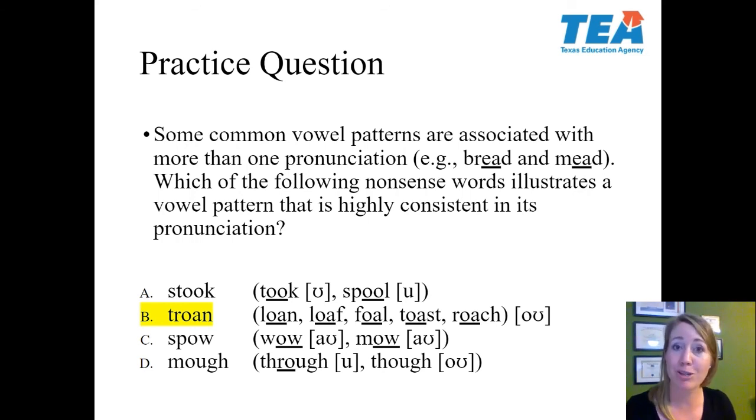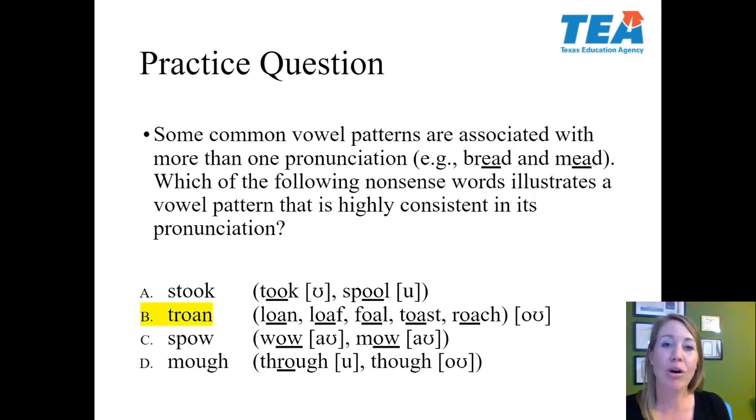Same with spo or spow. We've got wow, O-W, you can get the ow, or mo, O-W, you can get the O. And then you have through, sorry, I meant this underscore, the O-U-G-H. O-U-G-H can get ooh, O-U-G-H can get O. Okay, so that's not consistent. Remember, these are nonsense words, so you got to be thinking outside the box.